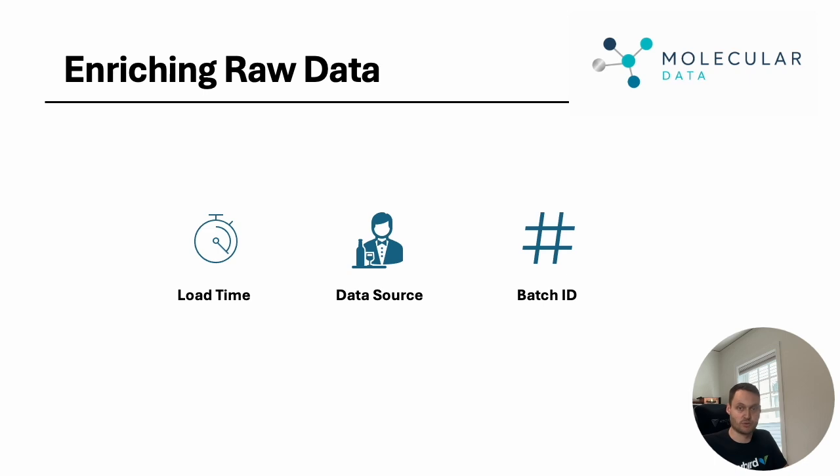Batch ID, if you're running batch jobs, this can tell you which job that row came from, and if there's a problem with the batch, you can easily track down the associated rows and perform targeted deletions or edits to the data.